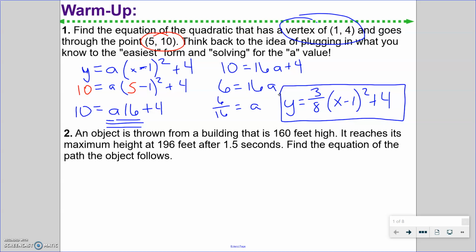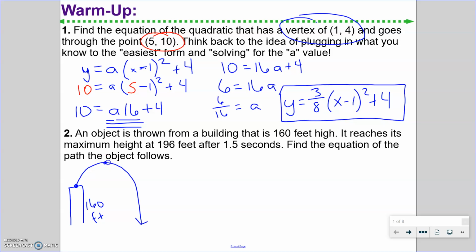So for number 2, it says an object is thrown from a building that is 160 feet high. It reaches its maximum height at 196 feet after 1.5 seconds. Find the equation of the path the object follows. So this is actually very similar to number 1. I like drawing a picture because I get kind of stuck with word problems. So there's a building that's 160 feet high, and it's being thrown from there. So it's starting at that height. My assumption is it's going up and then coming back down until it hits the ground.